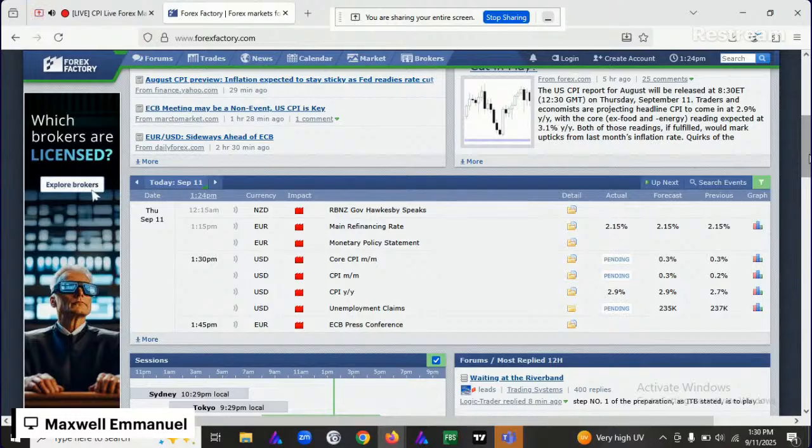Consumer Price Index YY is 2.9, same as the forecast. Core CPI is 0.3, same as the forecast. CPI is 0.4, a 0.1% increase, so this is mixed.